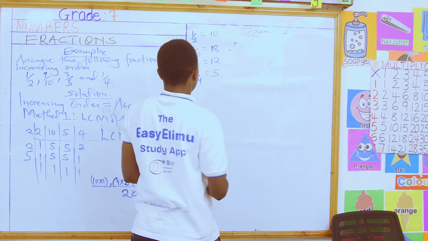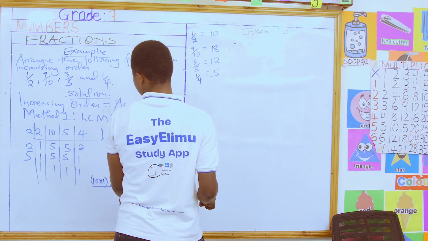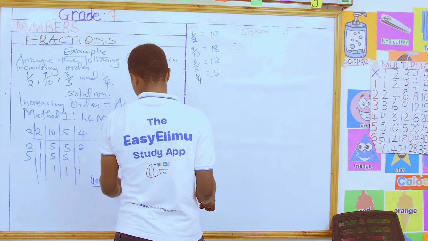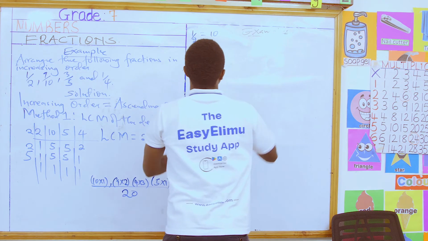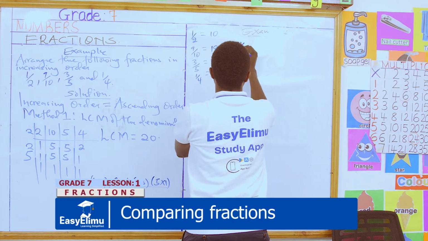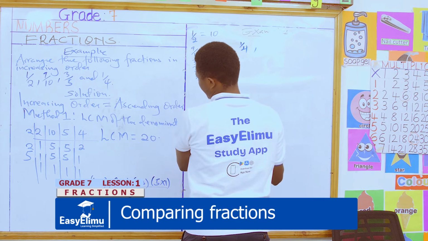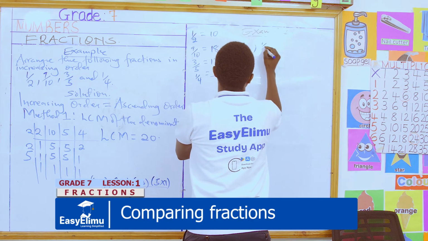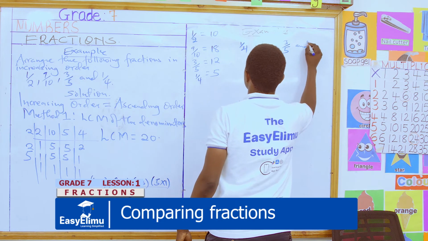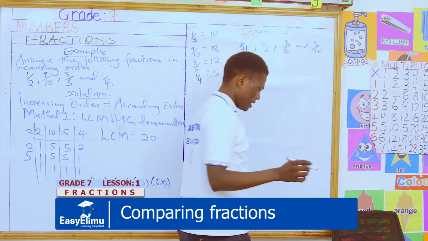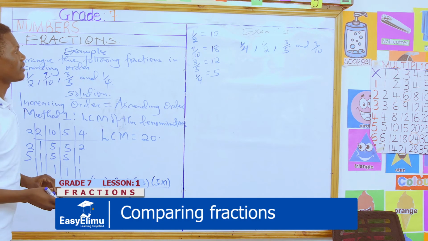So we have 2 into 20, 10 times 1, 10 into 20, 2 times 9, then 4 times 3 is 12, then 5 times 1 is 5. So the least fraction here becomes 1 over 4, followed by 1 over 2, followed by 3 over 5, and finally 9 over 10. So we have 1 over 4, a half, 3 over 5, and 9 over 10.